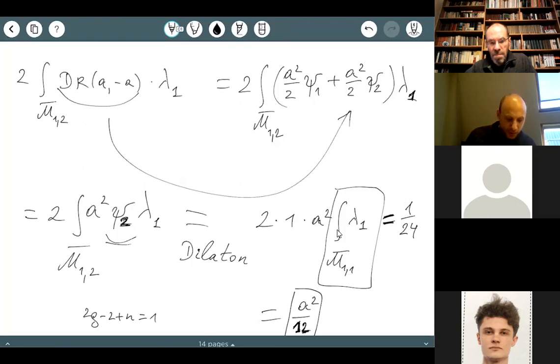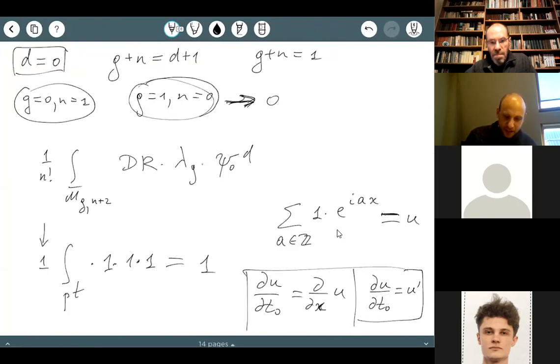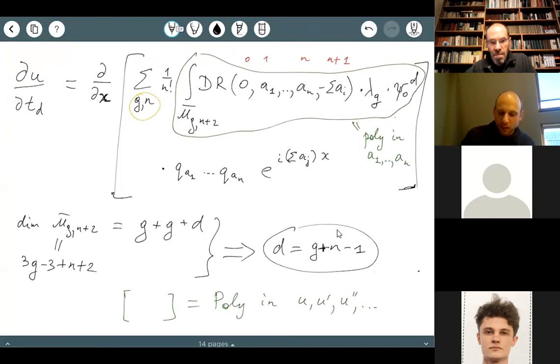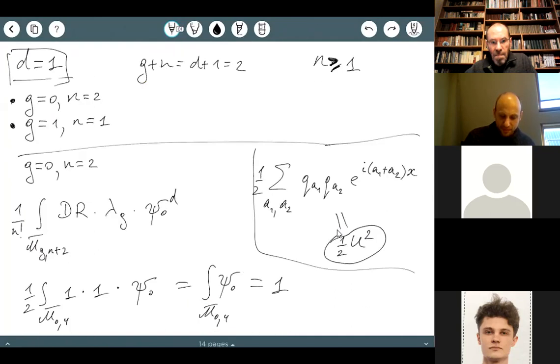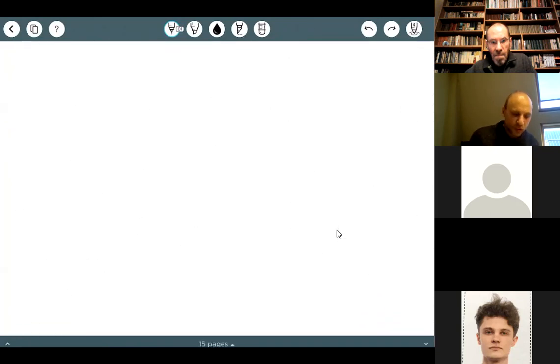So what is my second term? I come back here. My Green polynomial now, so now n is equal to 1, I will have q_a and e to the power ax. And my Green polynomial is equal to the sum over a squared q_a e to the power iax. And this is u double prime, sorry, 1/12 u double prime.